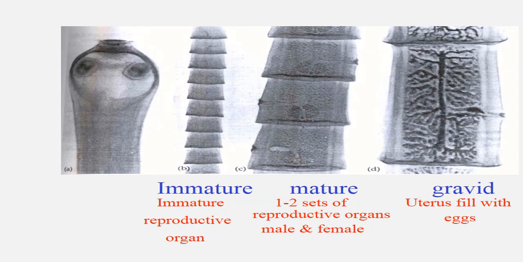This diagram shows different cestode parts. The first part is the scolex and neck. The second part is the immature segment, which contains immature reproductive organs, and the mature segment, which contains 1 to 2 sets of reproductive organs, male and female organs, and the gravid segment, which contains a uterus filled with eggs.